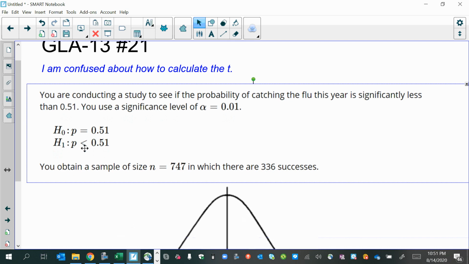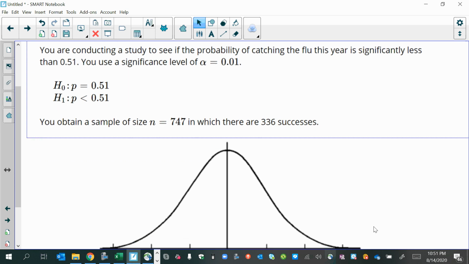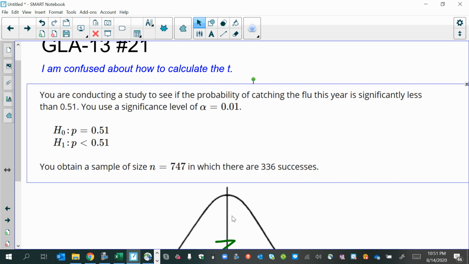Because we're doing a test about a claim about a proportion. And for proportions, we always use z-scores. The only time we ever use t-scores is when we're doing a claim about a mean with sigma unknown. So this is a claim about a proportion, so we'll use the z-scores for this. Okay, but if his question is how to calculate the test statistic, let's focus on that.